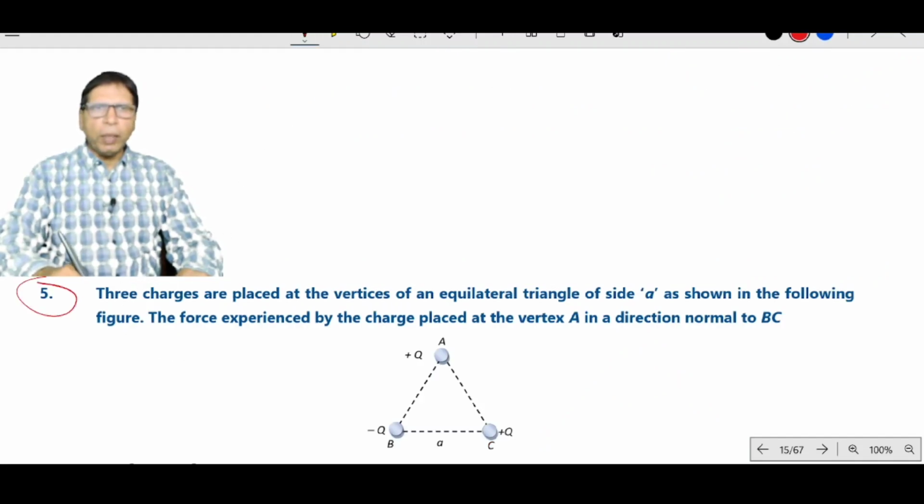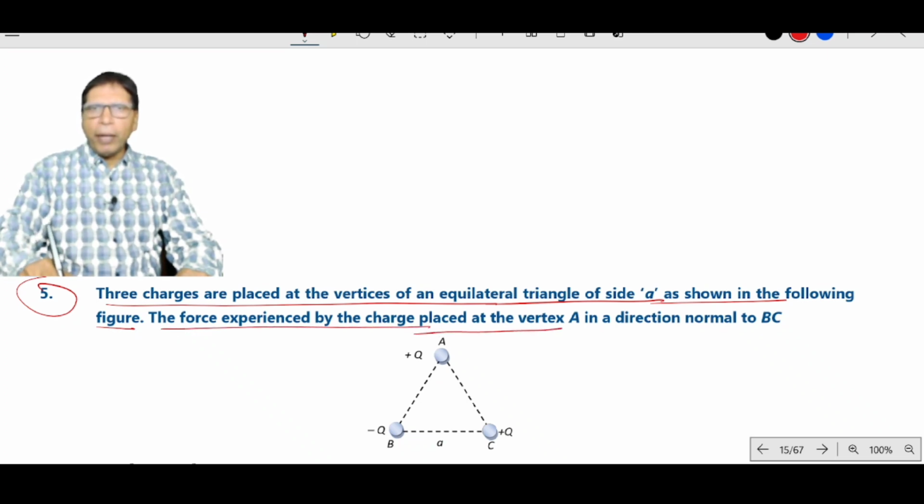Look at question number 5. Three charges are placed at the vertices of an equilateral triangle of side A as shown in the following figure. The force experienced by the charge placed at the vertex A in a direction normal to the BC.